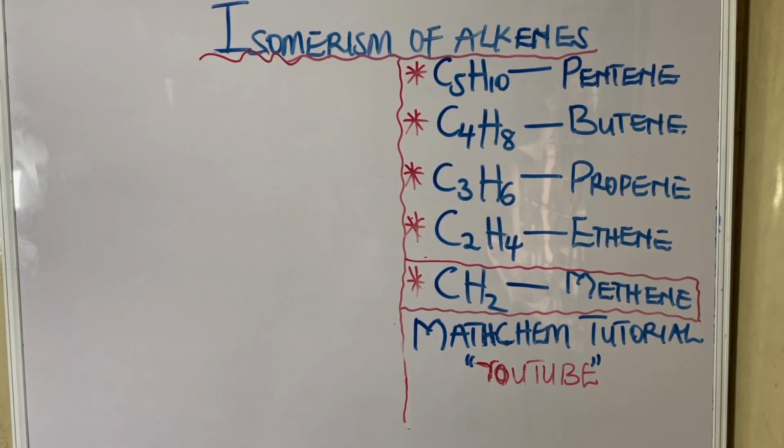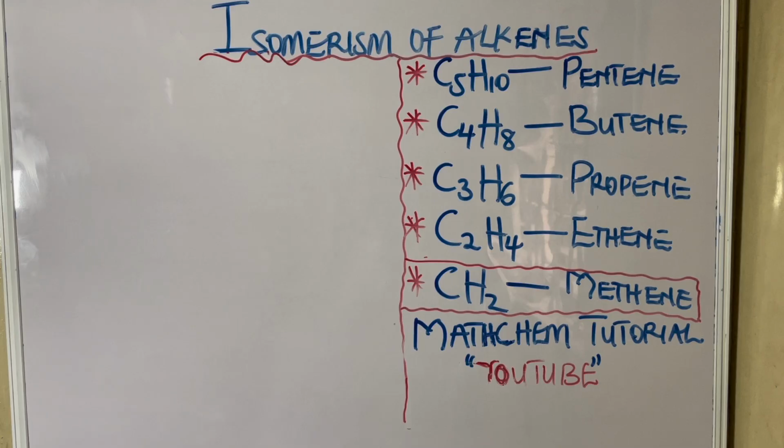So in this video, we'll be looking into isomerism of alkenes, and we'll be looking at the examples on the board, which is the pentene, butene, propene, and then ethene. Now look at methane. I put it in a bracket, which actually means that there's nothing like methane in organic chemistry. And then there's not like CH2 as well. So the first member of alkene is starting from ethene. So please take note. First member of alkene is what?